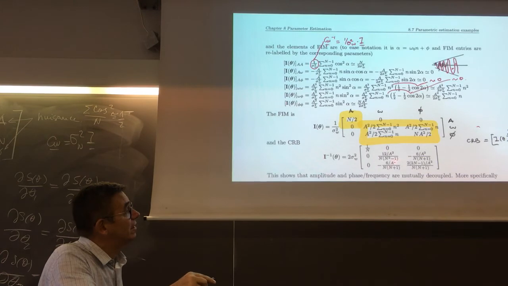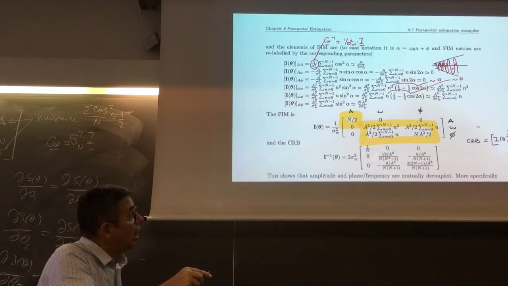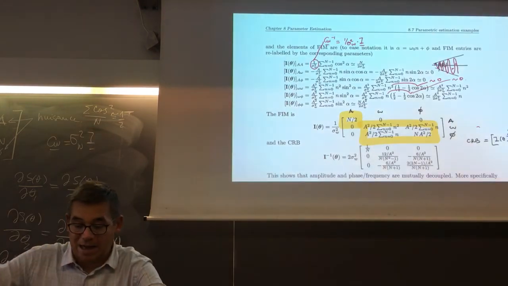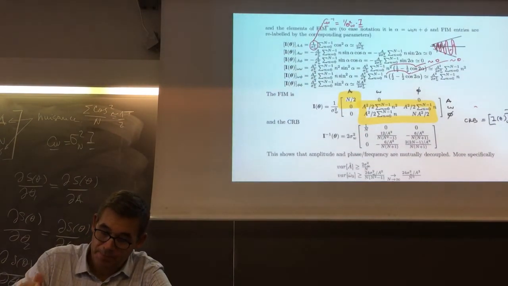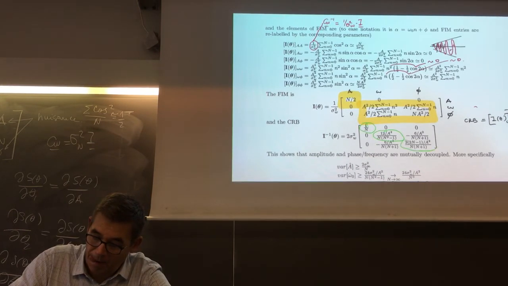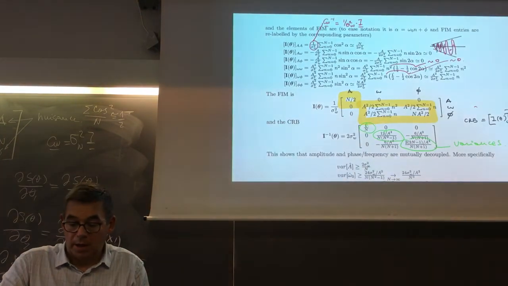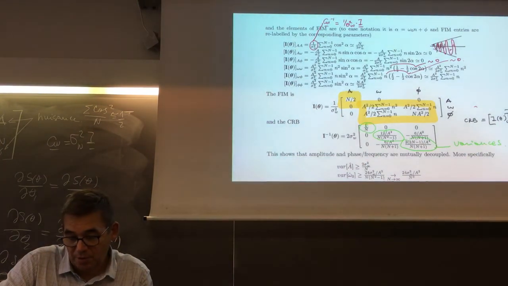This is the variance. So along the diagonal, this is the variance of the amplitude. Of course, this plus multiplied by that. Okay? Because from the Cramer-Rao bound, along the diagonal are the variances. Okay, the variances bound.